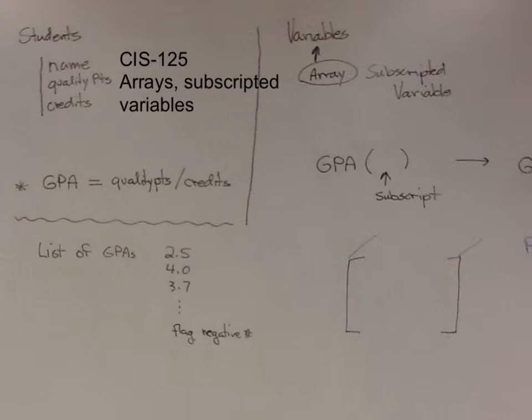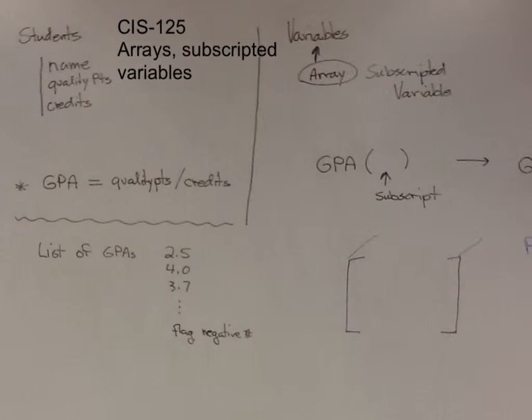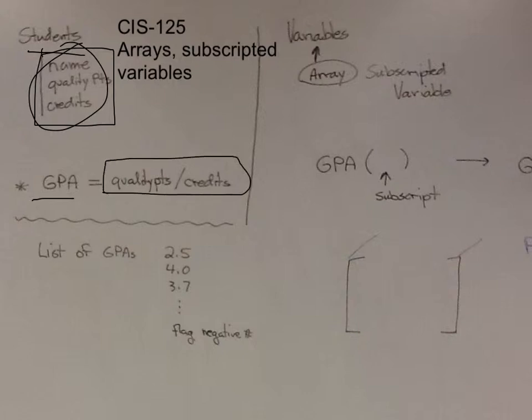Alright, so what we did was we looked at an example, and I said we have students and name, quality points, and credits. We talked a little bit about how schools figure GPA, quality points divided by credits. Then I said we have a list of GPAs. Okay, so this was just an introduction to the concept.